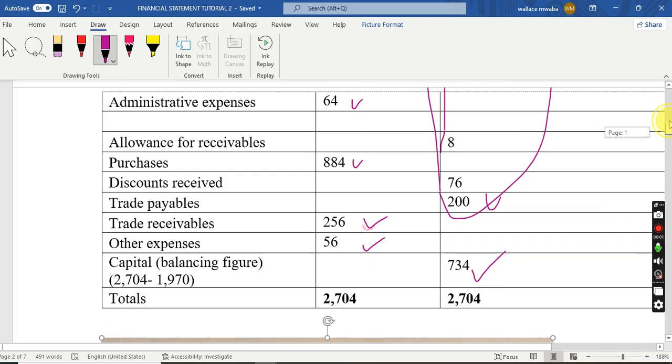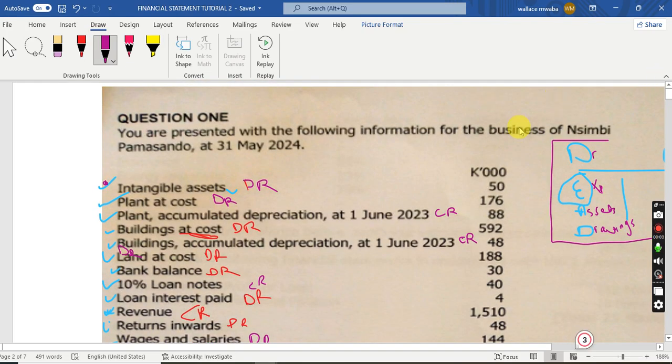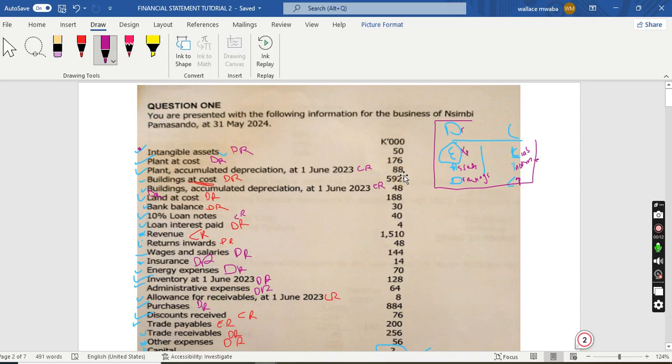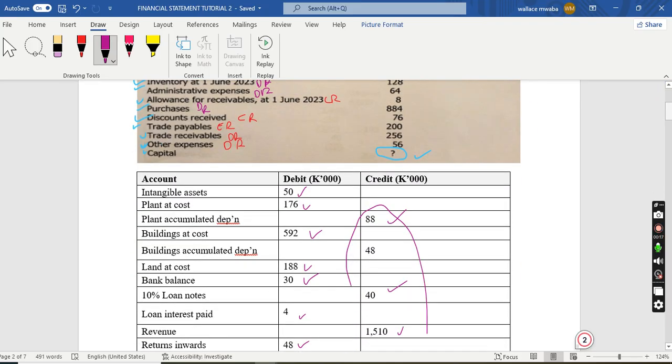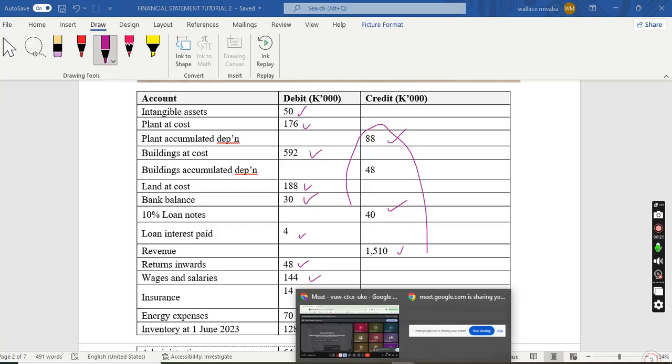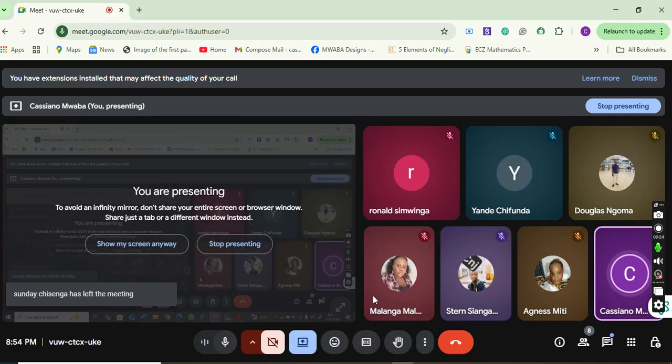So we're still looking at this question on Nsimbi Pamasando. Okay, we have done with the trial balance. Now we have to make the trading account. The purpose of the trading account is to get the gross profit. The gross profit is just basically the profit after you deduct the cost of the goods that have been sold. All right, that's the gross profit.